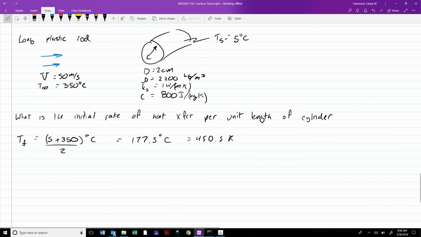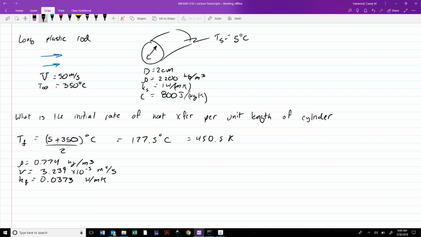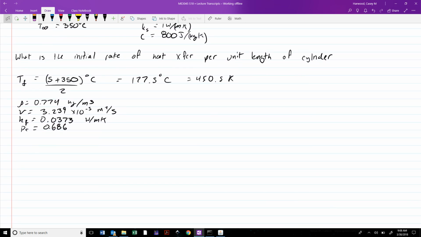Okay, so our air properties, rho equal to 0.774 kilograms per meter cubed. Viscosity, 3.239 times 10 to the negative fifth meters squared per second. Conductivity, 0.0373 watts per meter Kelvin, and Prandtl number equals 0.686. Okay.